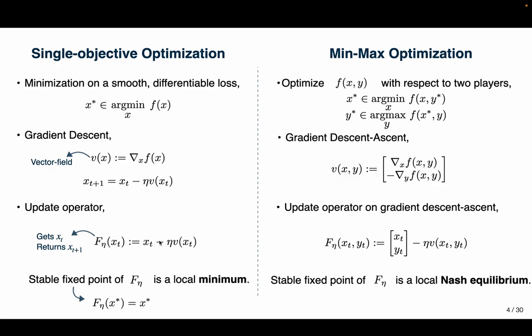It's very simple, very similar to what we just saw for gradient descent. However, the stable fixed point of this update operator is no longer the local minimum, but the local Nash equilibrium. It's the state of parameters of both players where they cannot improve their loss locally or unilaterally.